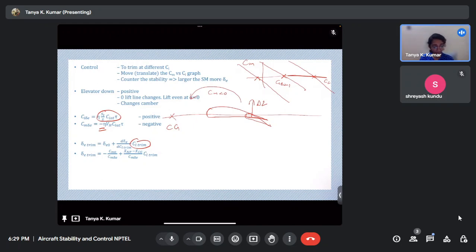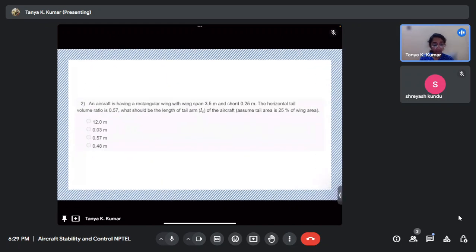Okay, now let's move into some questions. An aircraft has a rectangular wing of wingspan 3.5 meters. So you have b is 3.5 meters, chord is 0.25 meters, and horizontal tail volume ratio VH is 0.57. What should be the length of the tail arm if the aircraft's tail area is 25% of the wing area? They've asked you to find this. Try doing it, take a couple of minutes, and then we'll do it together.